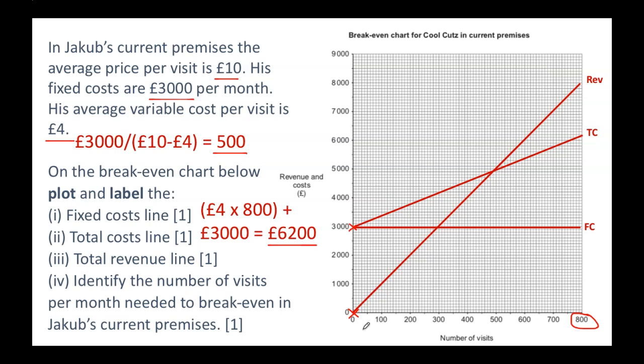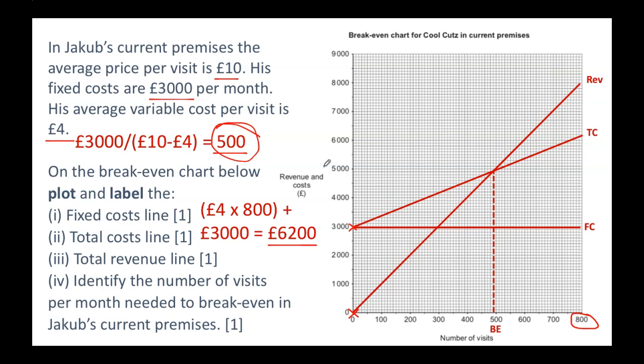Last thing to do is identify the number of visits needed per month to break even. So I've got where the revenue line and the total cost line cross, do a dotted line down, label that as break even, and it's going to be 500. It's just slightly off on my diagram, that's my mistake. It's going to be 500 units, and I can check it against my original calculation as well. So that is a bit the long way around of doing it.